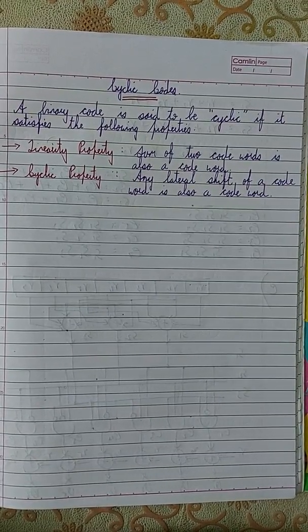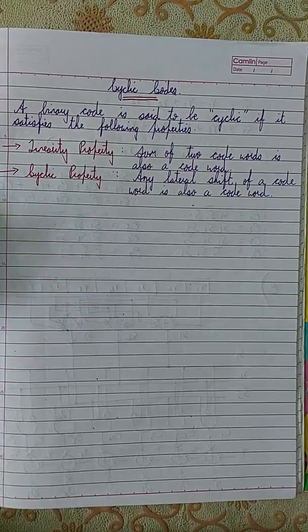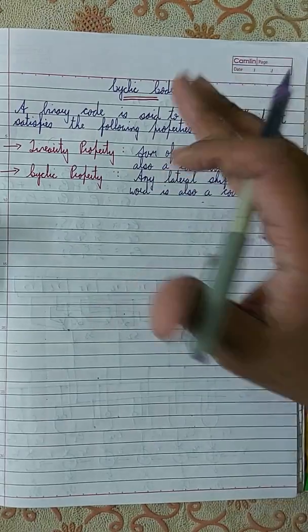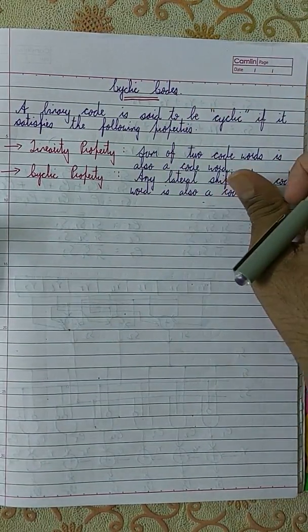Hi students, so now here we are going to learn about another new, very interesting topic. It is called cyclic codes, okay? And this is the cyclic code. Once you have understood what a linear block code is, then understanding cyclic code will not take much time. It's a very simple topic, all right?